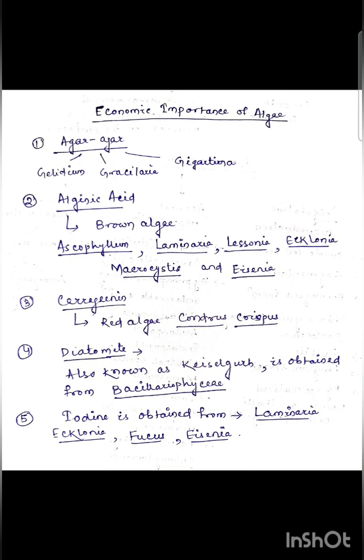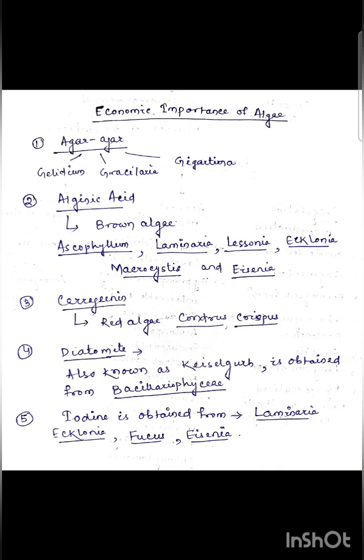Then economic importance of algae. Agar is mainly produced by Gelidium, Gracilaria and Gigartina. Remember 3G produces agar. Then alginic acid is mainly produced by brown algae: Ascophyllum, Laminaria, Lessonia, Ecklonia, Macrocystis, Eisenia. Then carrageenan is produced by a red alga, Chondrus crispus.